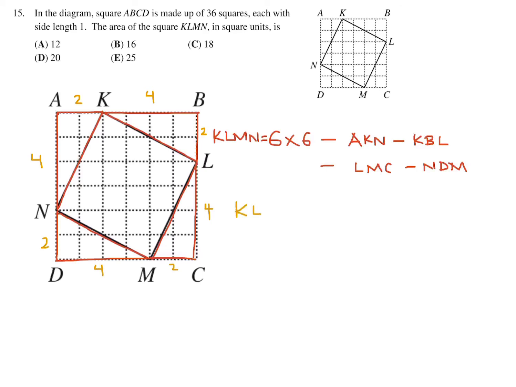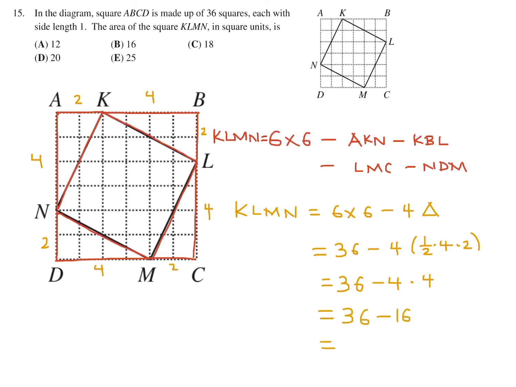So KLMN is 6 times 6 minus, are they all the exact same? Yeah, they are. So 4 triangles that are exactly the same. All right, that makes it a little easy for us. So we got 36 minus 4. Each triangle is 1/2 base times height. Each has the same base and height, 4 and 2. So 4 times 2 is 8. Divided by 2 is 4. And finally, you have 36 minus 16, which is 20. So the area of KLMN is 20, and therefore 15. The answer is D.